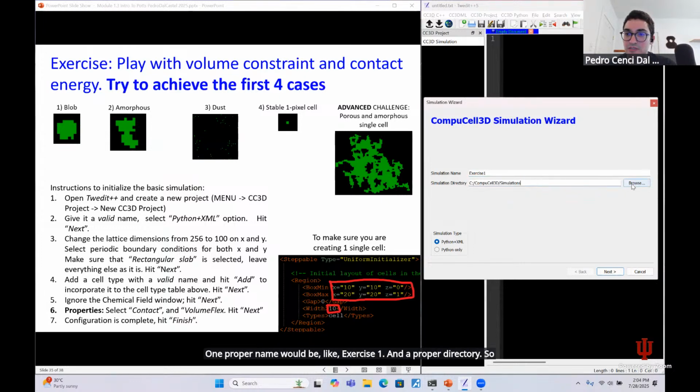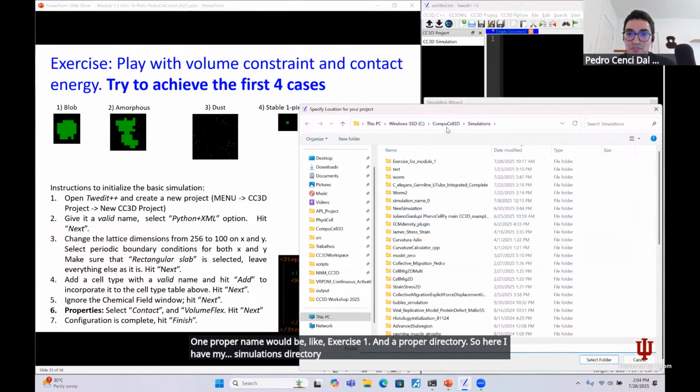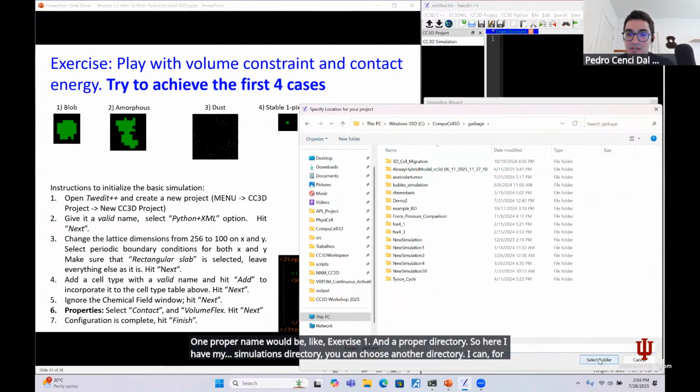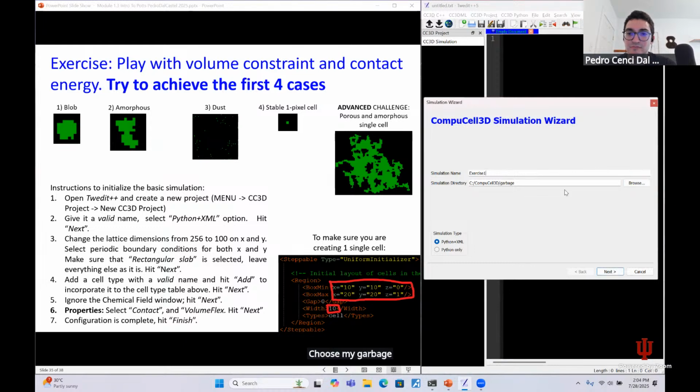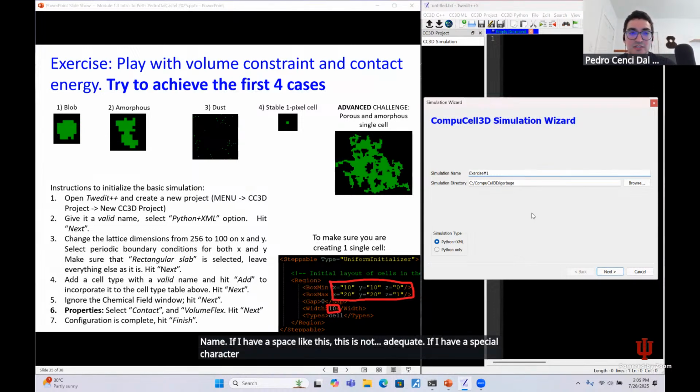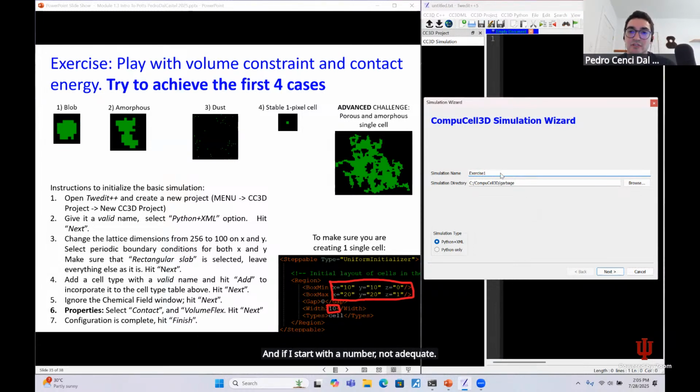So here I have my simulations directory. You can choose another directory. I can, for example, choose my garbage directory, which are simulations I will delete eventually. Python plus XML. So this is, again, a proper name. If I have a space, this is not adequate. If I have a special character like a hashtag, not adequate. And if I start with a number, not adequate. So very simple names like a word followed by a number. You can use underscores if you prefer.